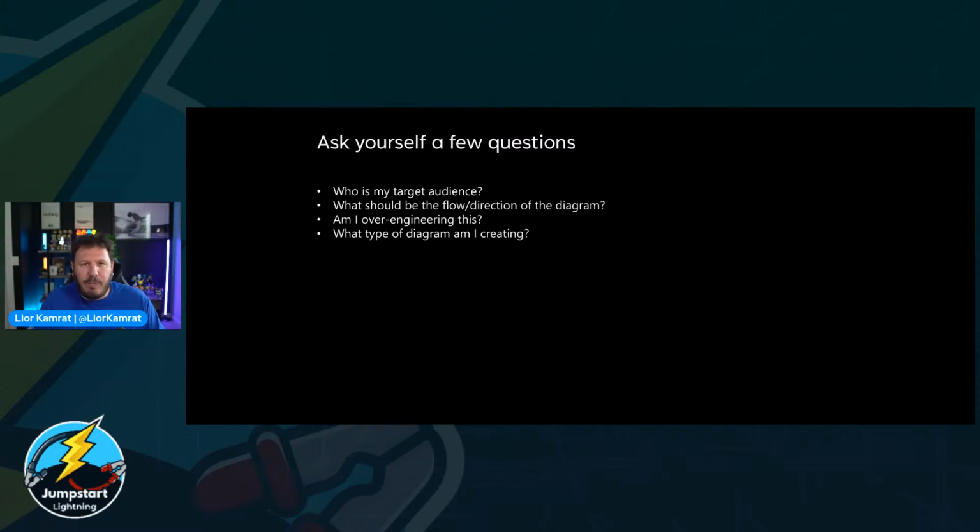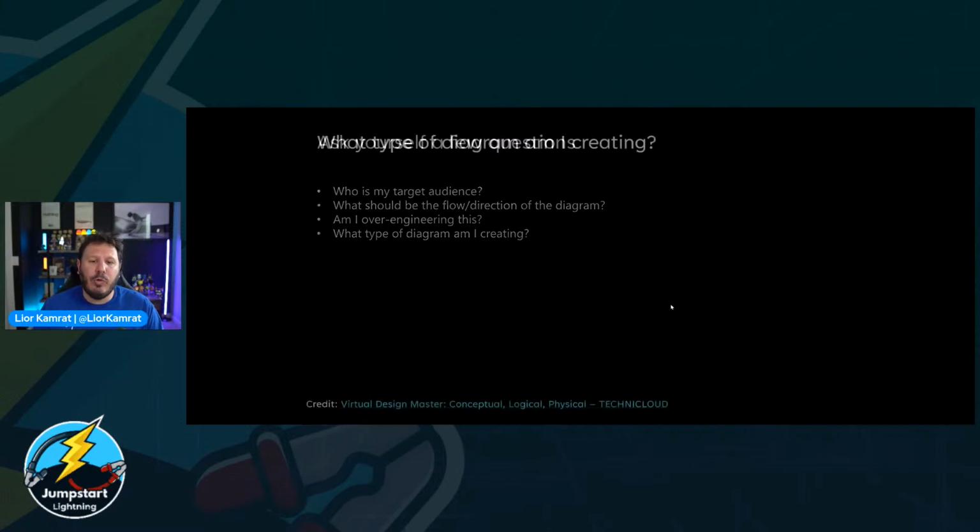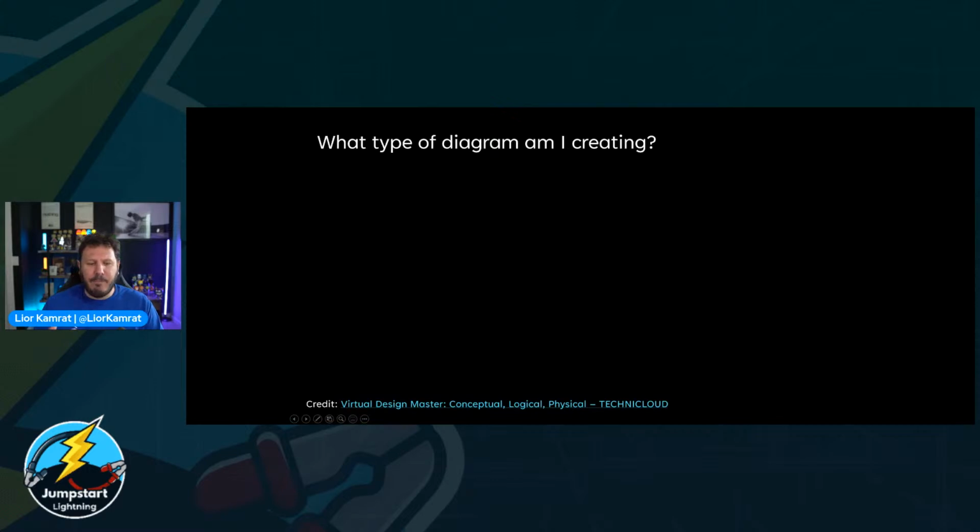The last thing that you want to ask yourself is, what type of diagram am I creating? To answer that question, I want to bring you to the conceptual, logical, physical concept. This is something that has been following me almost my entire career. No matter what type of work I'm doing, what type of architecture, I'm always asking myself: am I doing something conceptual right now? Am I doing something more logical? Am I diving into the weeds with a physical diagram? This is probably the most important question, because it will set the tone for how you approach the diagram you're about to create.